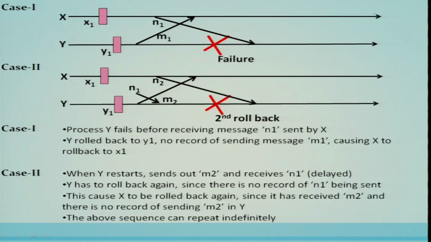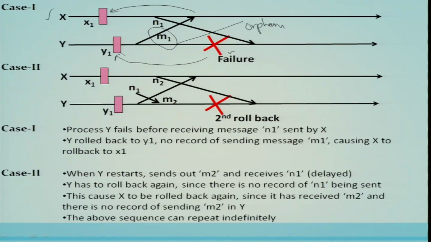So let us take an example of the Livelock problem. Here in case 1, if the process fails at this point, it has to roll back to its previous checkpoint, which is shown as y1. If it rolls back to a previous checkpoint, it will result in an orphan message called M1, and this orphan message in turn will trigger process X also to roll back. So process X will roll back to its previous checkpoint.